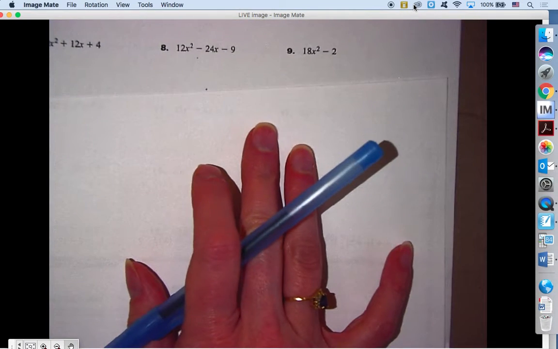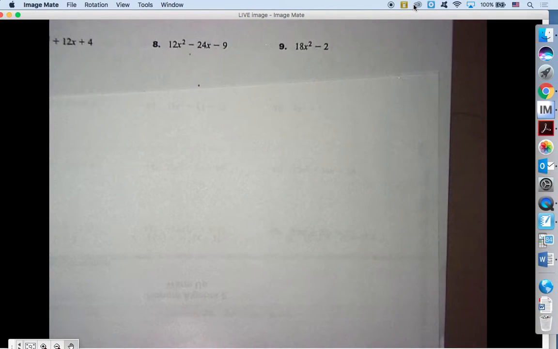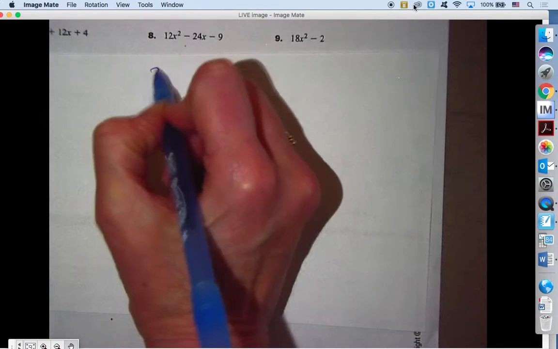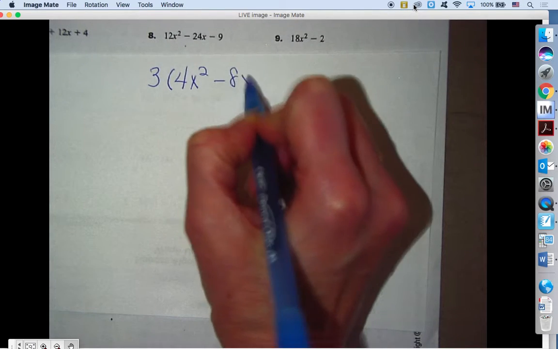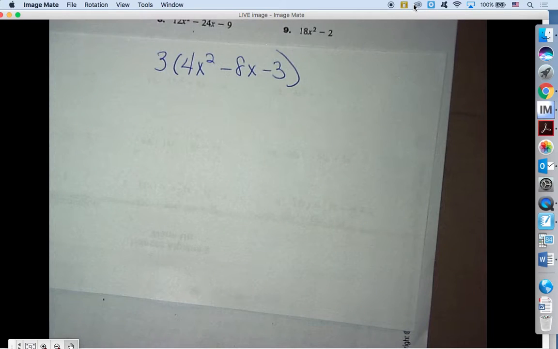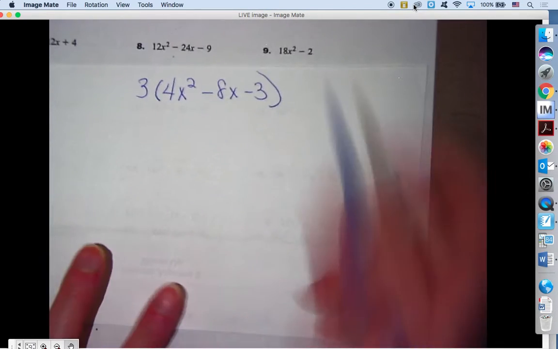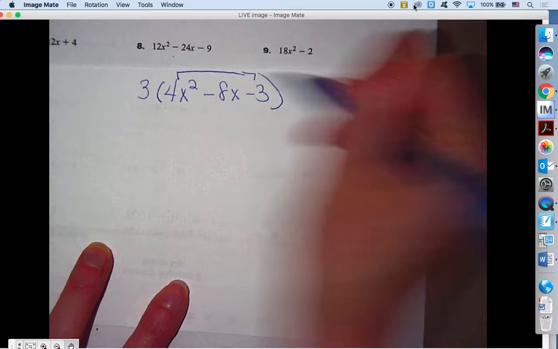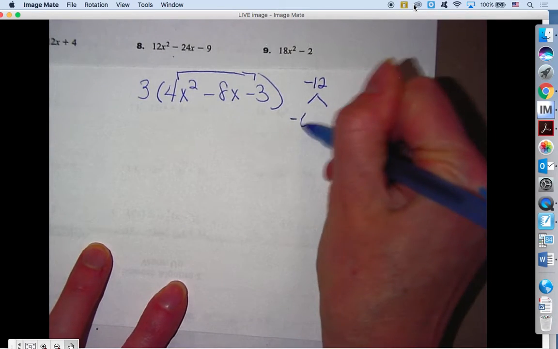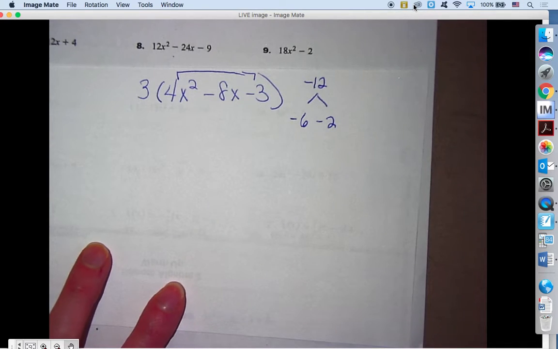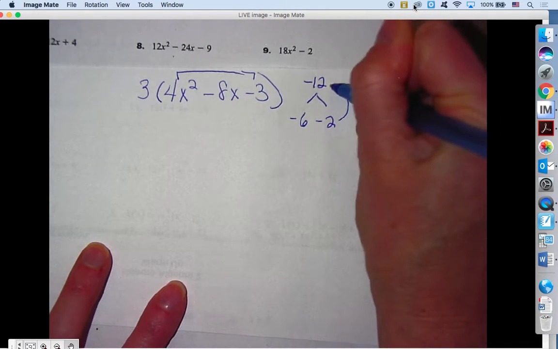All right, so what would you take out for number 8? What's the GCF, Brandon? 3. A 3. So when you take out a 3, Brandon, what do you get? 3 parentheses 4x squared minus 8x minus 3. And then if you try to factor it, because it looks like you should be able to factor it, we would take 4 times negative 3 and get negative 12. And it looks like negative 6 and negative 2 should work. But they don't, because of the negatives.